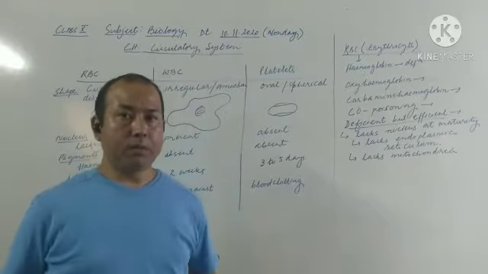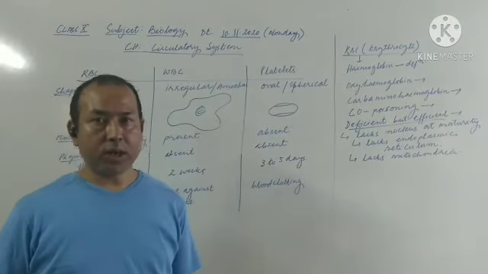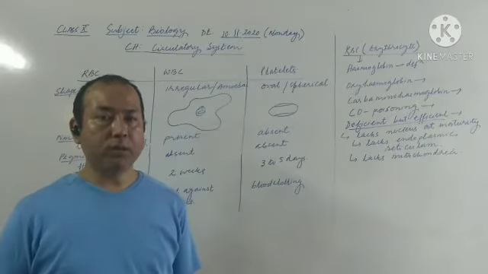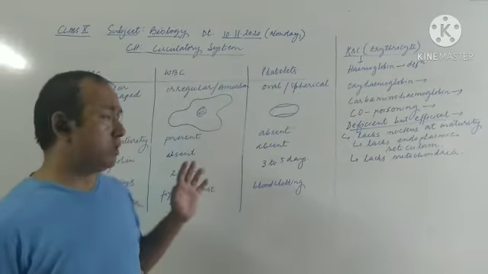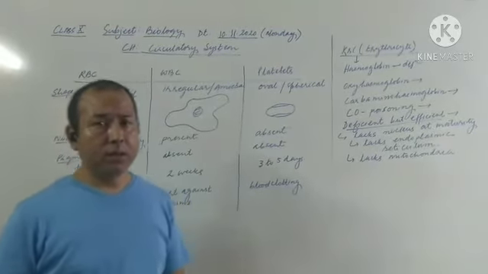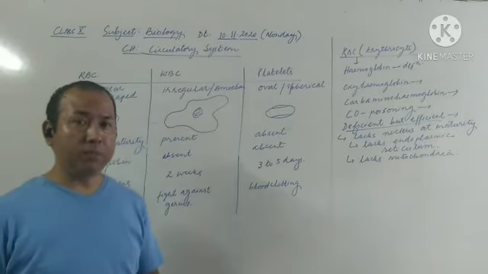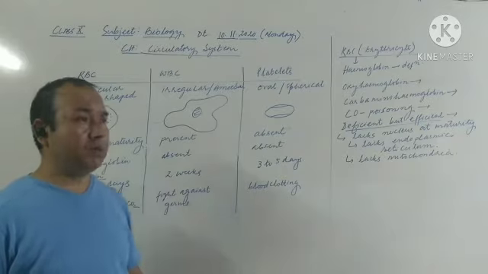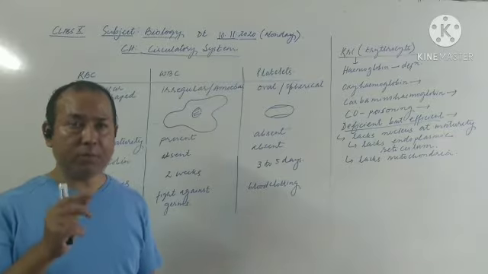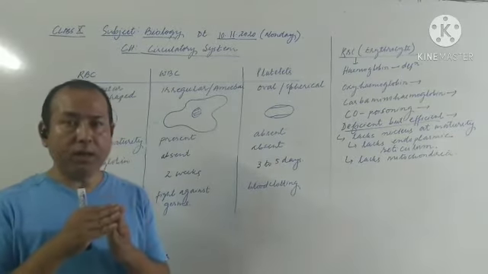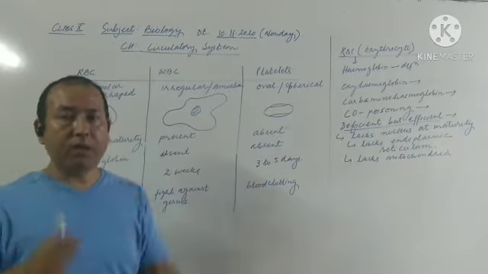Now, after learning the composition of the blood, let us try to understand a bit more about RBC, WBC, and platelets. In order to understand properly, I have decided to compare all three different types of cells: RBC, WBC, platelets. If you compare their shape, RBC are mostly circular, disc shaped with a concavity in the middle. Concavity means a depressed portion in the middle, just like a pizza. So, circular, disc shaped with concavity in the middle.